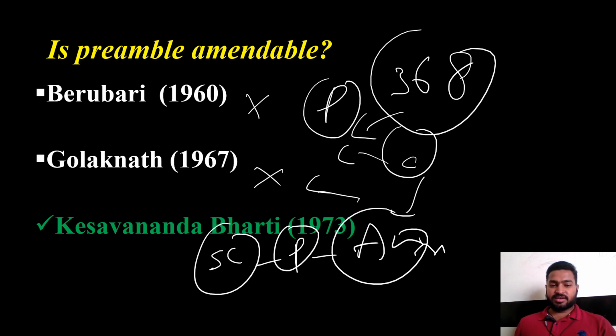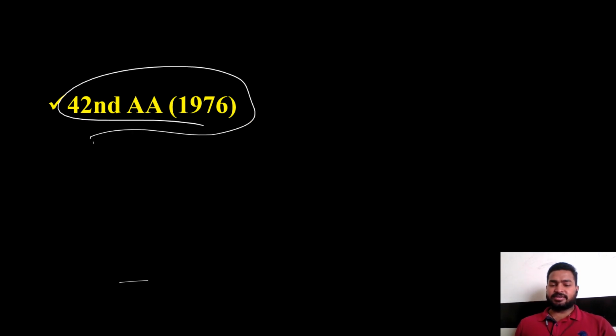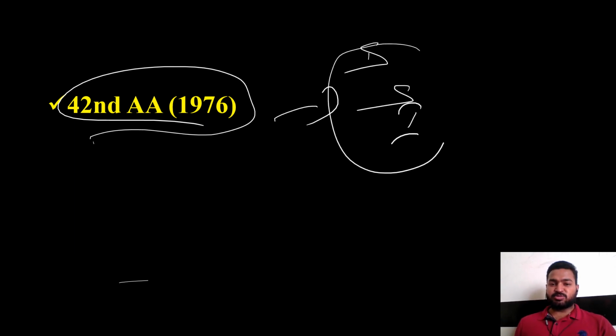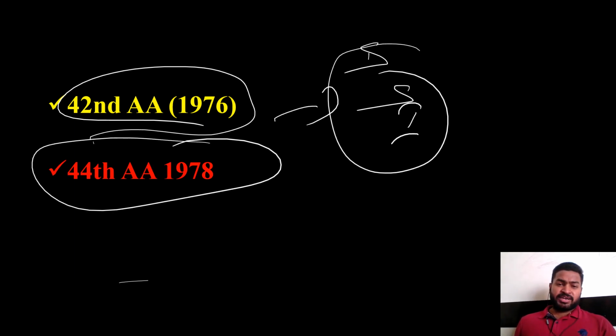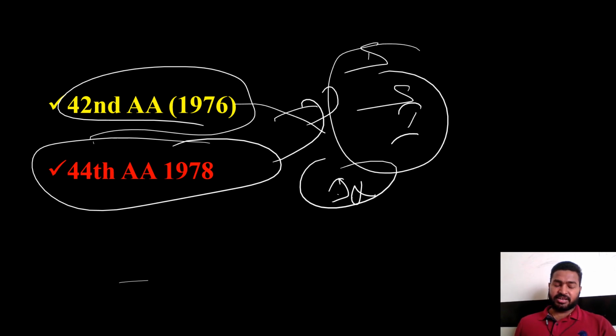This is the voice of the Supreme Court in the Keshavananda Bharati case in 1973. So, since there are no limitations, the 42nd Amendment Act amended some parts of the preamble, and it added 3 words: secular, socialist, and integrity. These words were added to the preamble. And the 42nd Amendment Act, you all know, is also called a mini constitution.